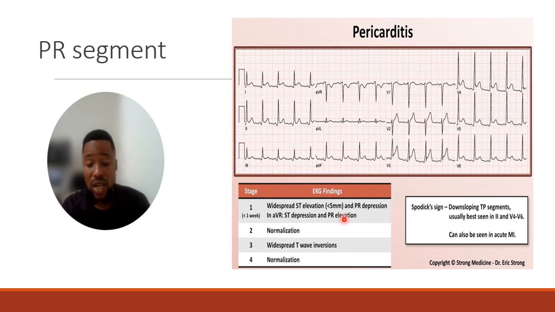The other thing, echo is a very good test, but not really specific for pericarditis. I think MRI or CT scan should do justice to that. But this is a perfect topic, PR depression. Now, many people used to use the PR segment to know if your ST segment is elevated or depressed. This is actually a pitfall. So we don't use PR segments. We use the TP segment to know if our ST segment is elevated or depressed.